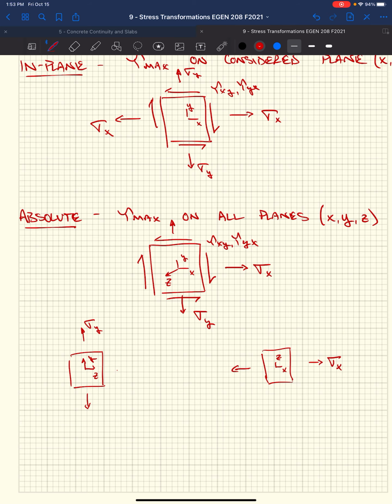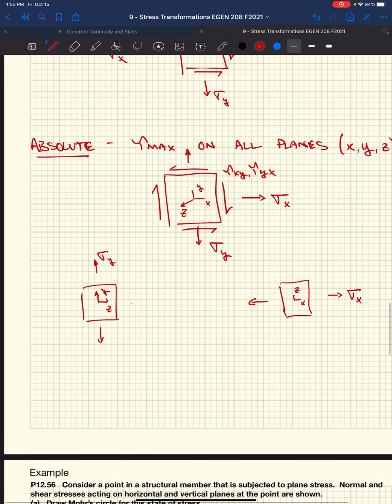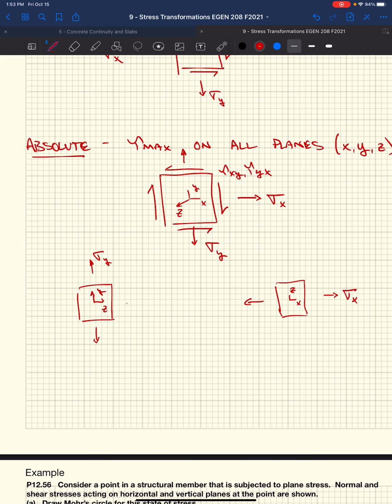And that's all we're going to have. Those are the stress blocks if we're looking at those planes, X versus Z, Z versus Y. We only get sigma Y. We get no shear stress on this because of plane stress, right? Because of plane stress, sigma Z equals tau ZX equals tau ZY equals 0.